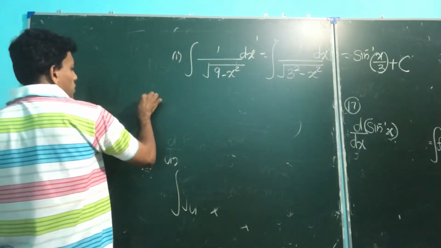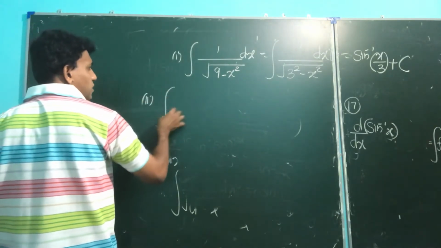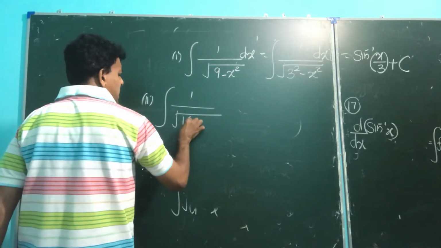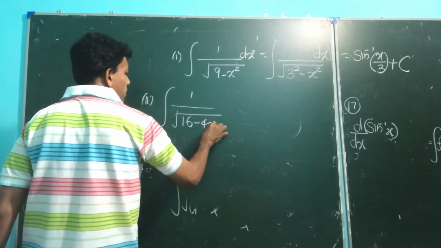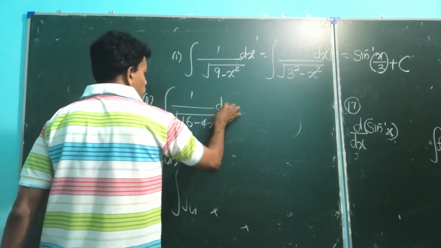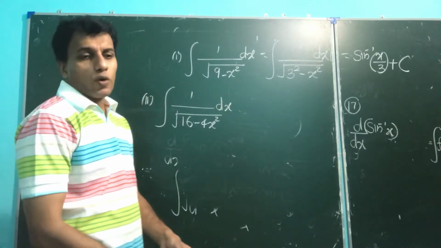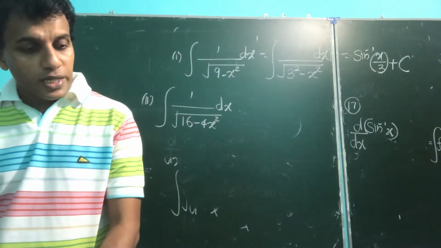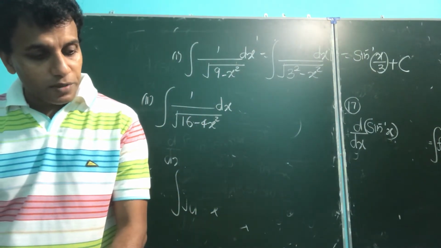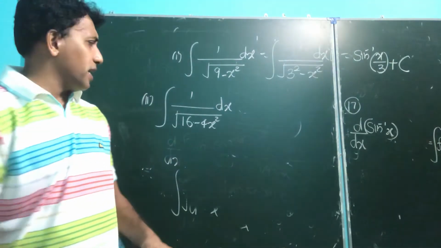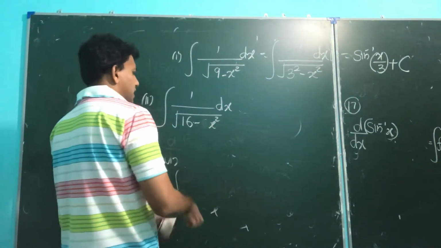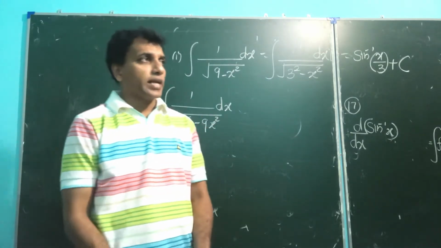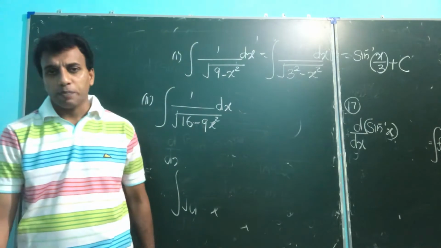See another question, the second example: integral of 1 over square root of 16 minus 9x square dx. Try this one. 1 over square root of a square minus x square. Take the 9x square and see that pattern.